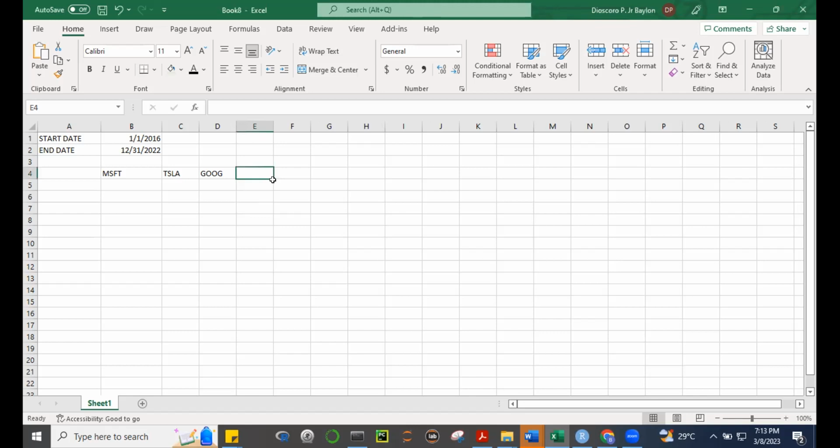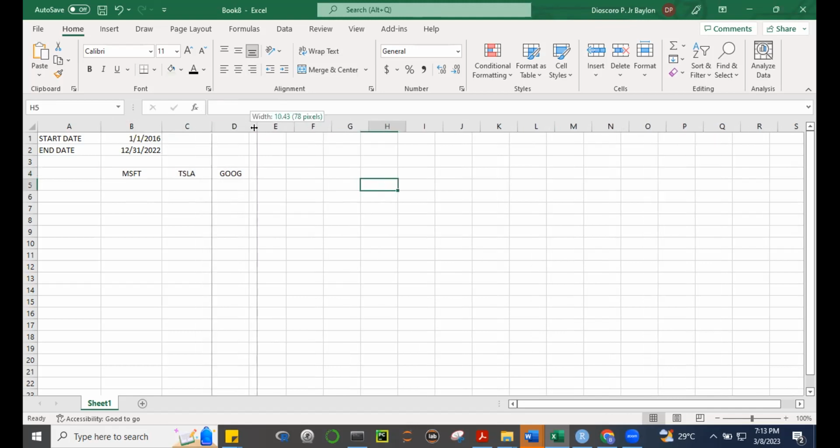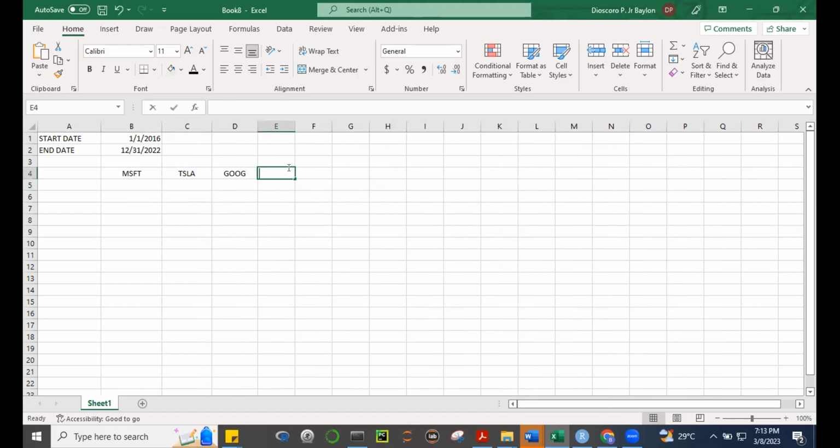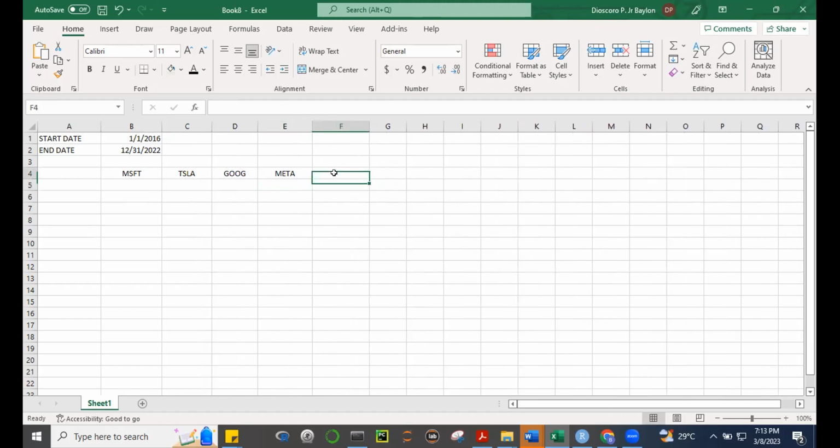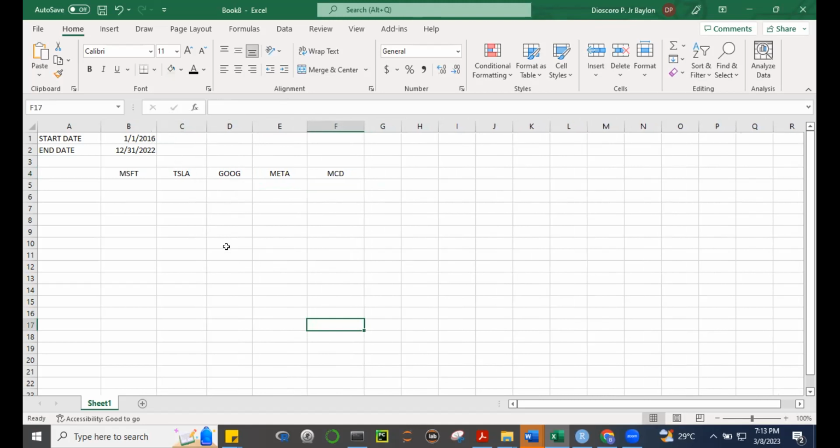Okay, what else? Which stocks? Class, you identify. Which stocks do you want to use in our portfolio? Okay, Facebook. Meta, Facebook. Okay, and then what else? Let's add something else, since these are all tech stocks. McDonald's. All right, let's limit ourselves to 5 stocks. Of course, it can be 2, 3, or 4, but let's just limit ourselves to 5 stocks.